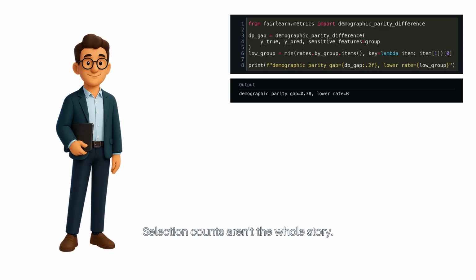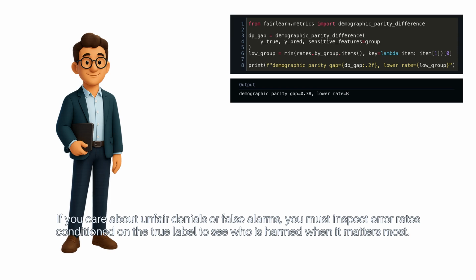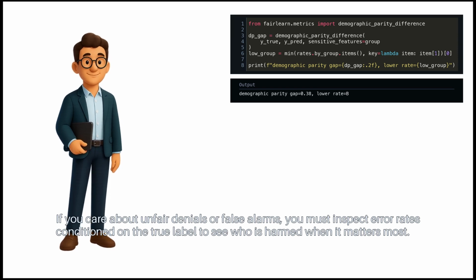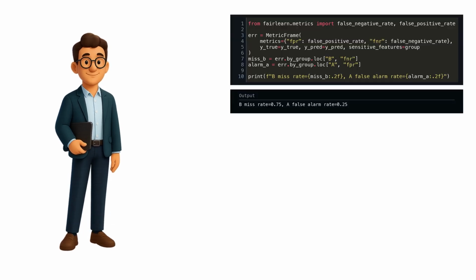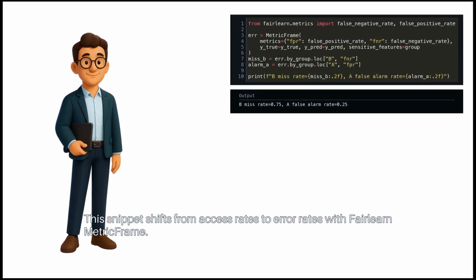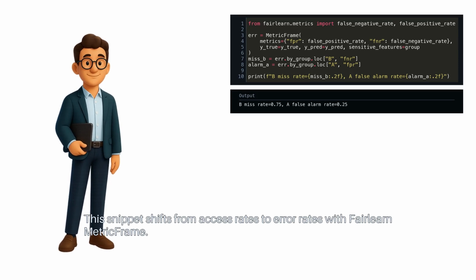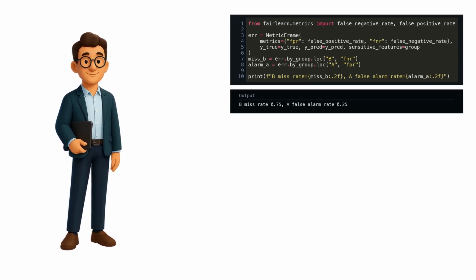Selection counts aren't the whole story. If you care about unfair denials or false alarms, you must inspect error rates conditioned on the true label to see who is harmed when it matters most. This snippet shifts from access rates to error rates with Fairlearn MetricFrame.